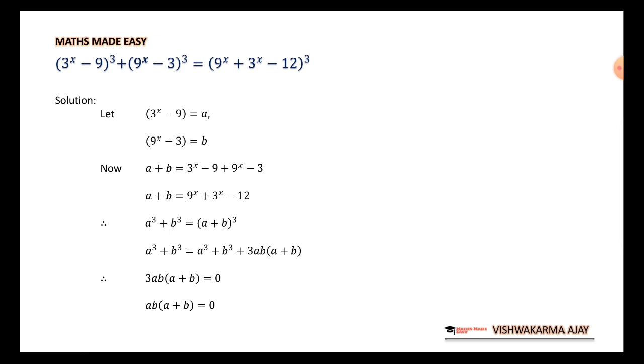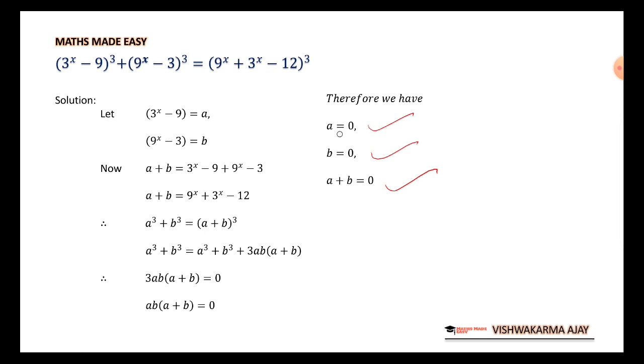So here is the clear one with good handwriting. a cube cancels, b cube cancels, and 3ab times (a plus b) is equal to 0. Then I divide the entire equation by 3 and have a times b times (a plus b) equal to 0. Meaning I can write a is equal to 0, or b is equal to 0, or a plus b is equal to 0. If we are done till here, it's half done. This is our halfway.